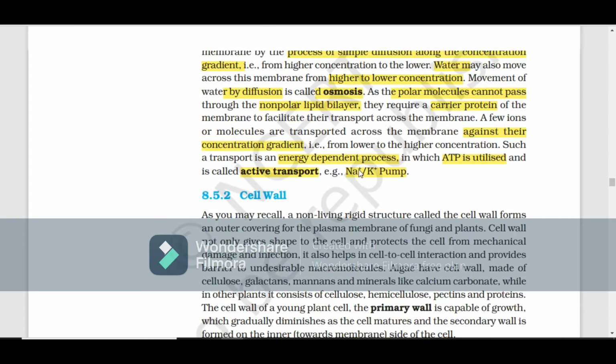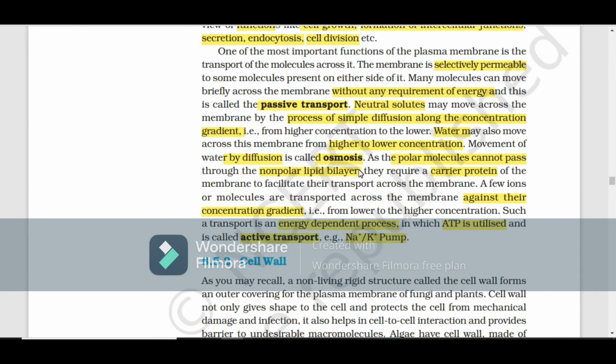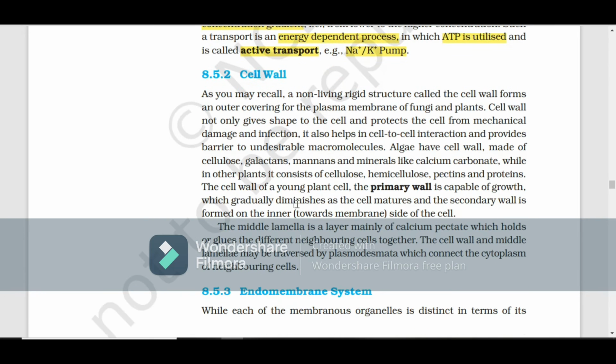So we came across different types of transport, passive and active. Under passive, we saw simple diffusion, osmosis, and then with the help of carrier proteins, facilitated diffusion. And active transport, what was the example? Na plus K plus pump. Now we'll be seeing about the cell wall.